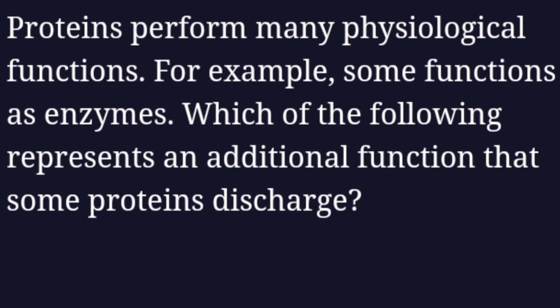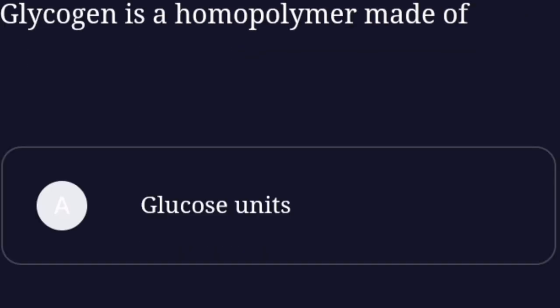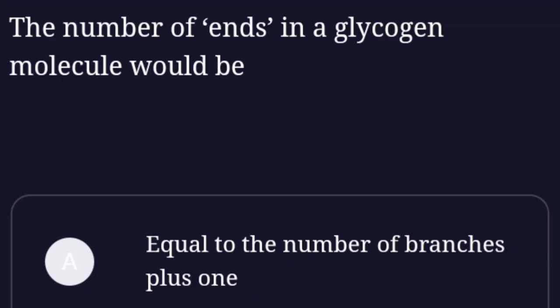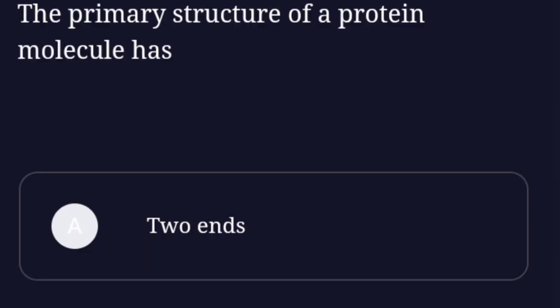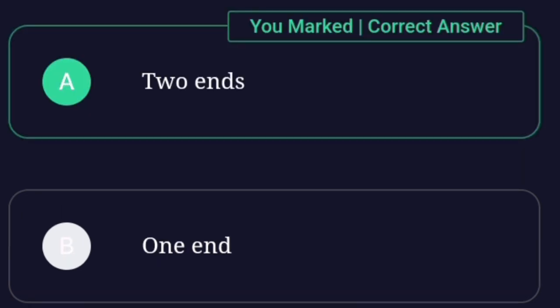For example, some function as enzymes. Which of the following represents an additional function that some proteins discharge? Hormones. Glycogen is a homopolymer made of glucose units. The number of non-reducing ends in a glycogen molecule would be 2, one on the left side and another on the right side. Primary structure of a protein molecule has 2 ends.